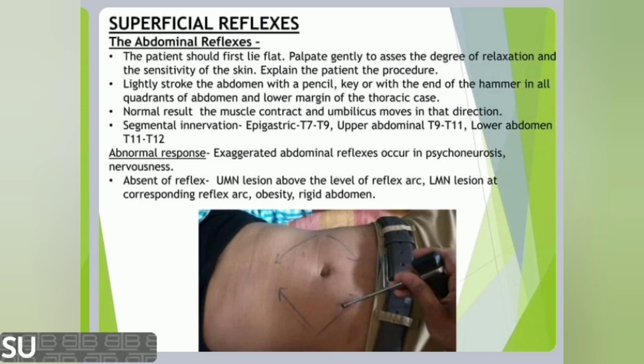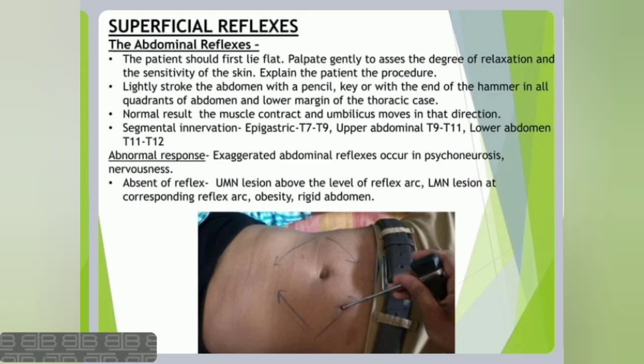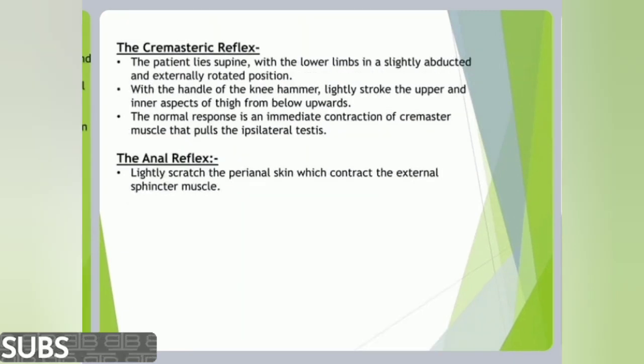Segmental innervation: epigastric is T7 to T9, upper abdominal is T9 to T11, lower abdomen is T11 to T12. Exaggerated abnormal reflexes will occur in psychoneurosis and nervousness. Absence of reflex will be seen in upper motor neuron lesion. The other superficial reflexes are the cremasteric reflex and the anal reflex.